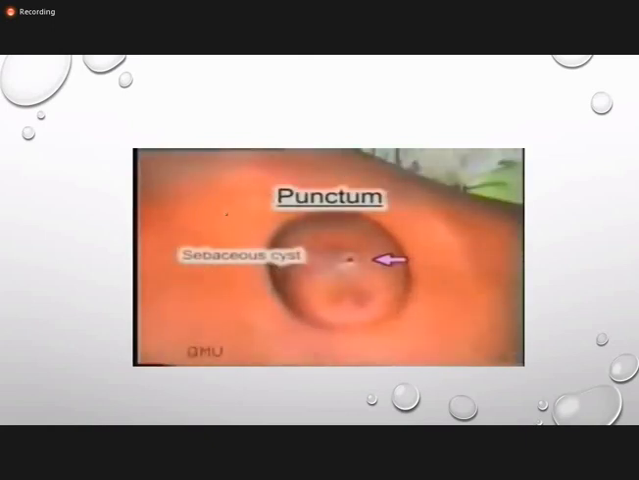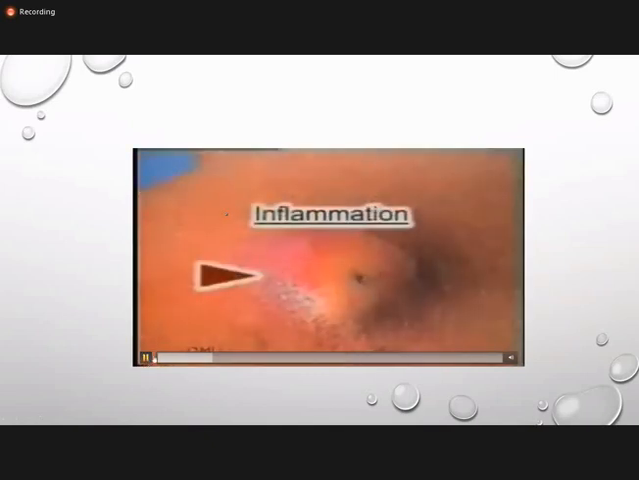A black puncture on the skin over the swelling is diagnostic of a sebaceous cyst. This is a punctum, but it's not diagnostic of a sebaceous cyst, though it is usually present with one. But he's saying that it's diagnostic; it's not diagnostic. Red edematous skin over the sebaceous cyst indicates inflammation or an infected cyst.